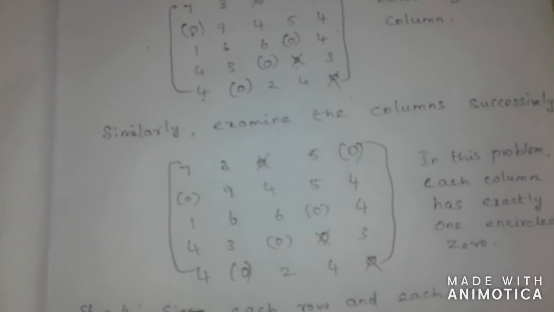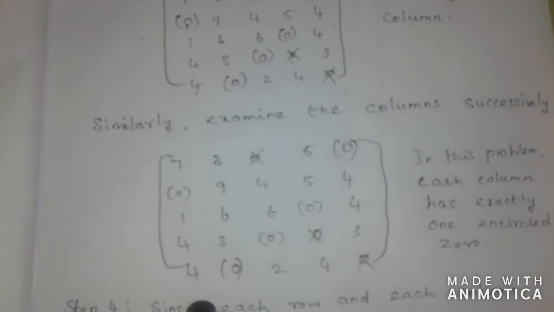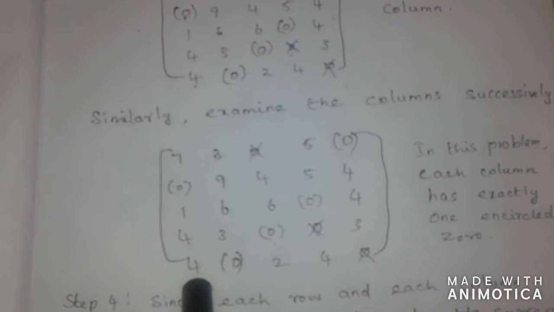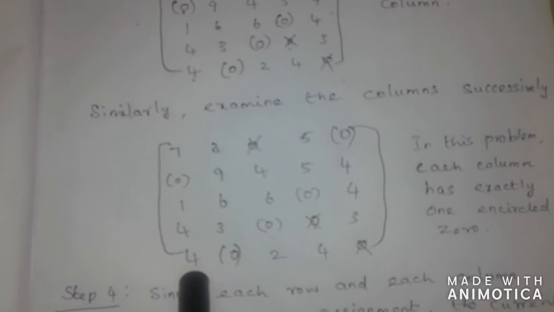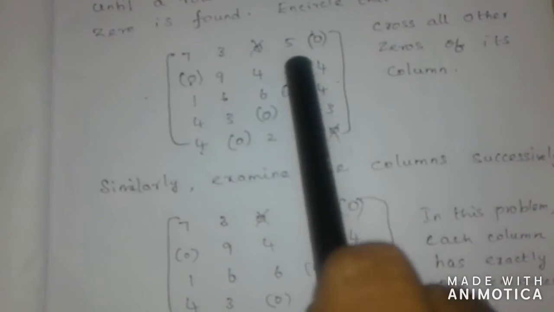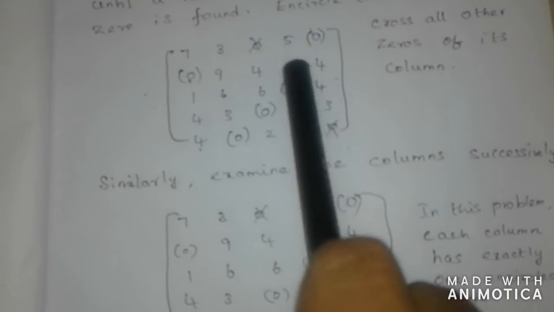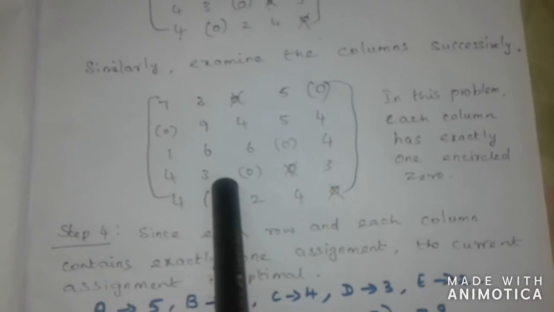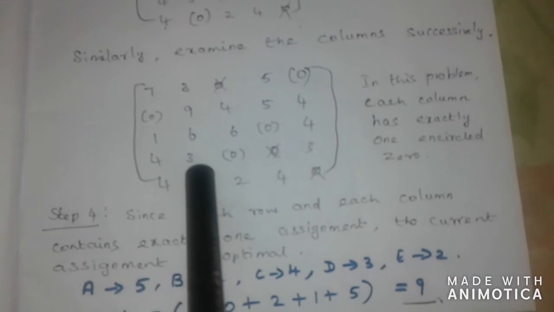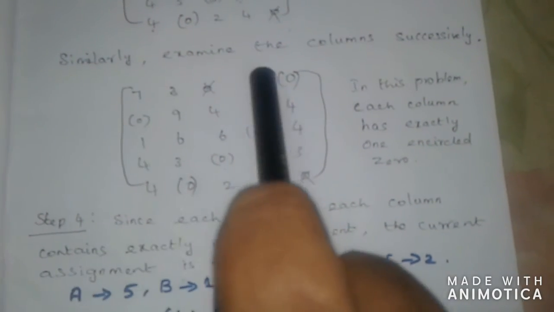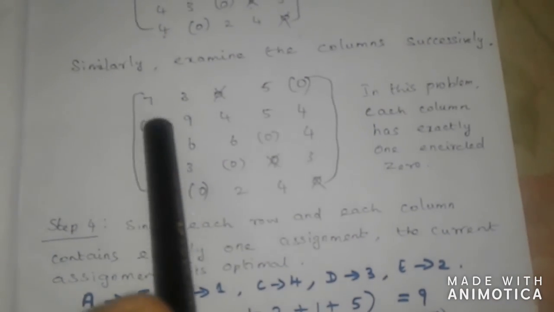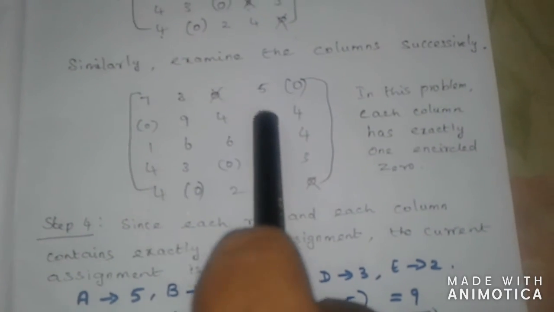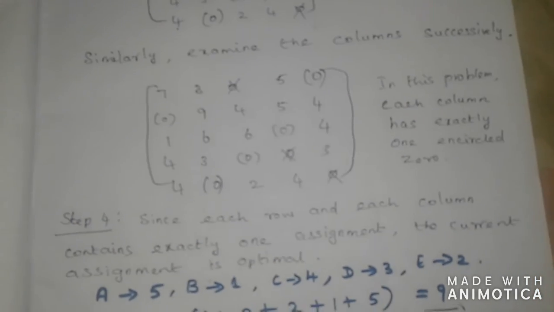The same step should be repeated for the columns also. That is, if a column has only one unmarked 0, it should be encircled and the remaining zeros in that particular row should be cancelled. Here, in the previous step itself, we have encircled the zeros in rows and columns, so the next matrix is similar to the previous one. So we have the final solution: since each row and each column has only one encircled 0, it is the optimal assignment schedule.